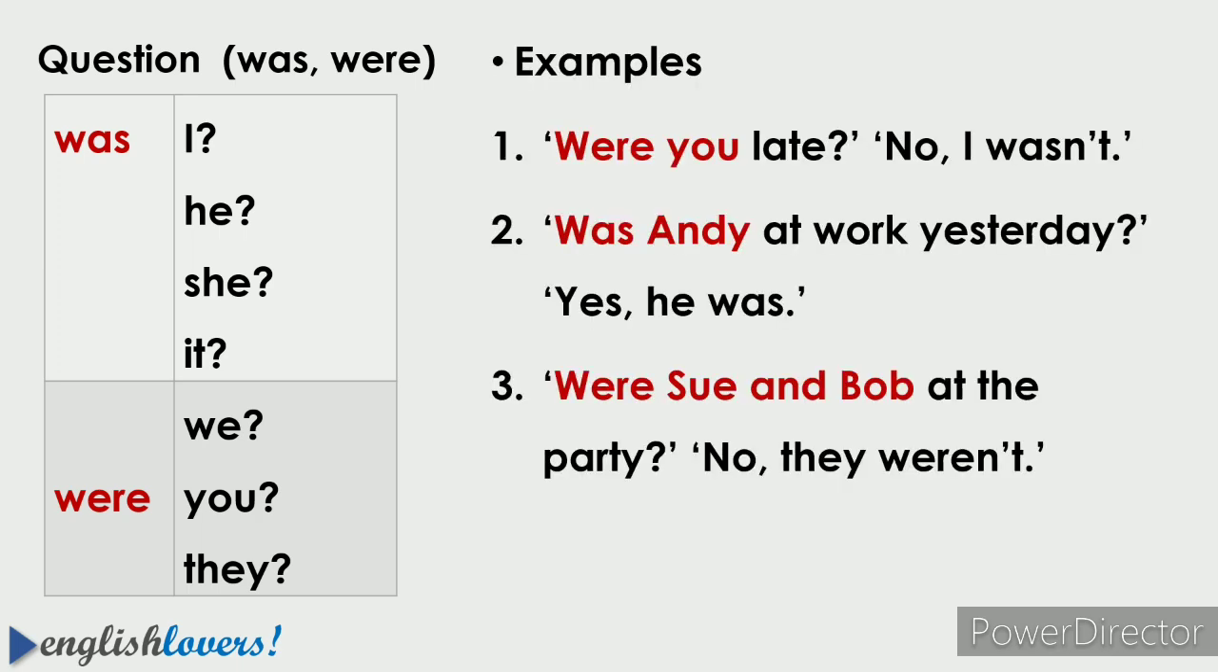Now some examples. Were you late? No, I wasn't. So here see the question construction, were you. Was Andy at work yesterday? Yes, he was. So was Andy. Again it is the question construction. Were Sue and Bob at the party? No, they weren't. So here, were. Why is were used? Because Sue and Bob, they are two, more than one. So it is plural, more than one, so were is used. Again, the construction is a question.